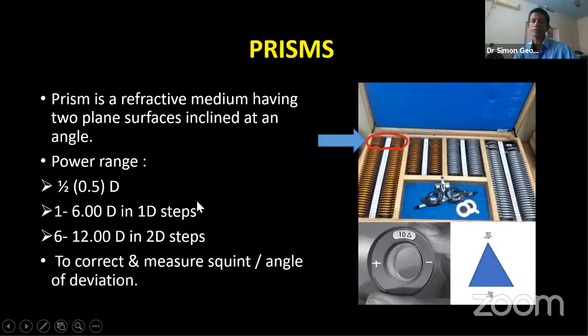And what are these prisms used for? They are used to correct and measure the squint or the angle of deviation of the visual axis, okay?